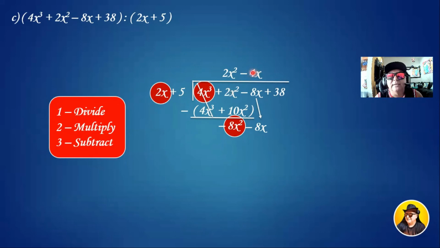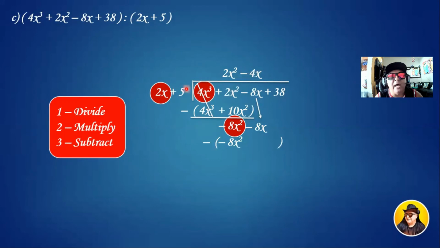Minus 4x times 2x. Well, minus and plus is minus. 4 times 2 is 8. X times x is x squared. So I have minus 8x squared. This minus here is because of step 3. Don't forget. All right. Now, let's multiply.